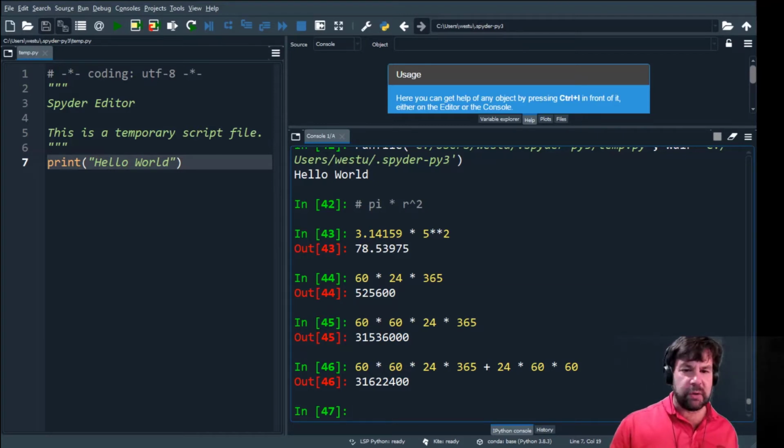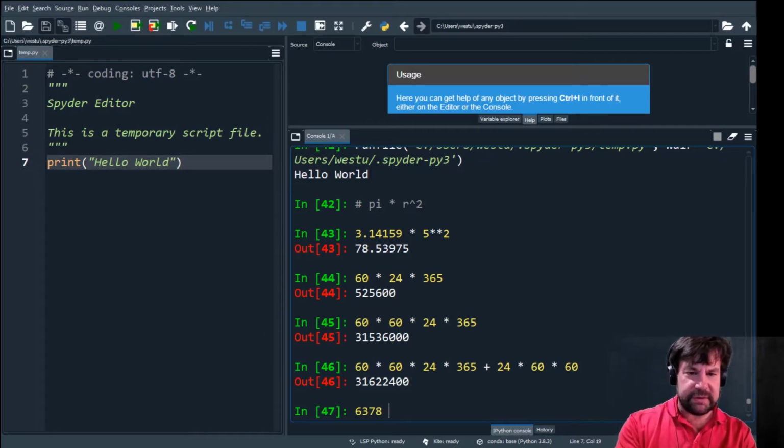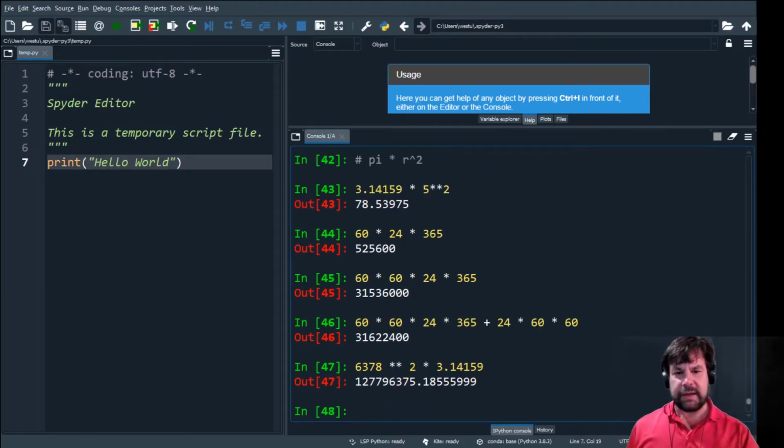Let's do the volume of the Earth in cubic kilometers. Well, you guys probably know off the top of your head that the radius of the Earth, at least at the equator, is approximately 6,378 kilometers. That's our radius. So we want to square that, and then we want to multiply that times pi. So we'll just use 3.14159 for pi. And, what is that?